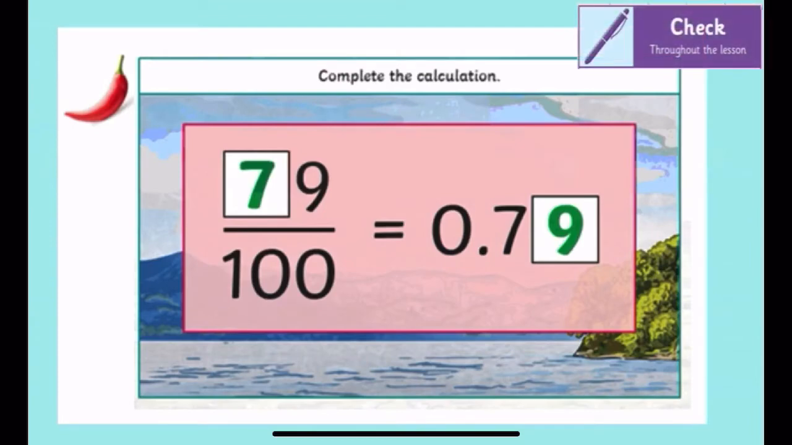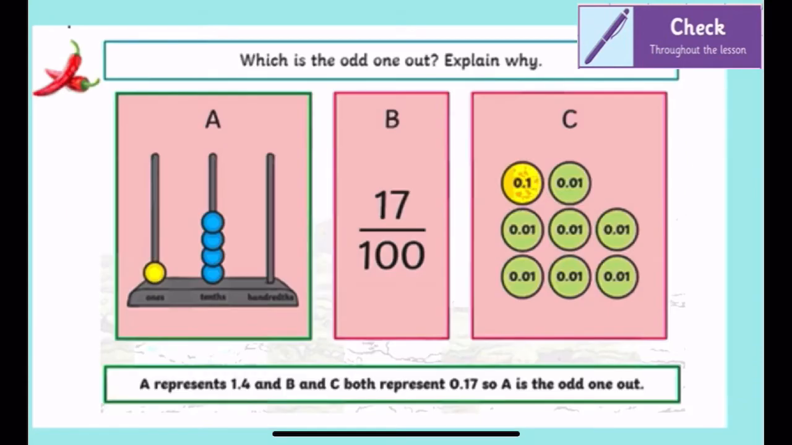So this is the Chilli 1 answer sheet, and you can see that 79 hundredths is the same as 0.79, so those are the missing digits there. Now let's look at the Chilli 2 answer sheet. So here we can see that A, in fact, is the odd one out, because A shows 1.411 and 4 tenths, whereas B is 17 hundredths and C is 1 tenth and 7 hundredths. So A is the odd one out.